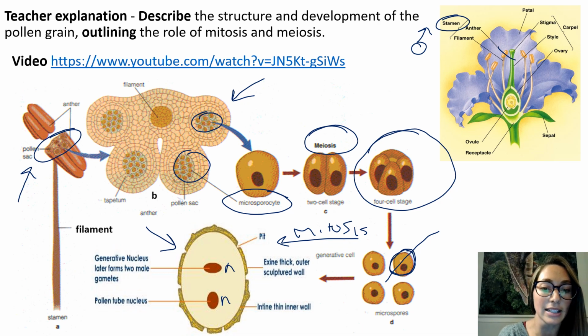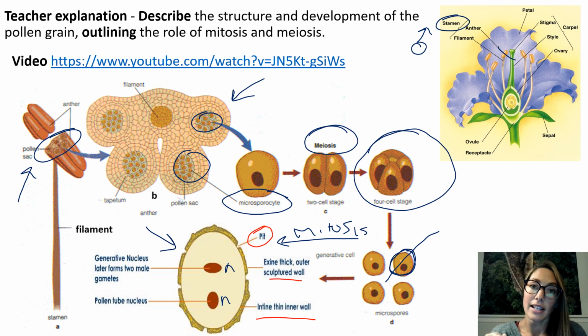So a couple of other things to mention. We've also got these little pits. So these are little holes in the outside part of the pollen, and this allows the pollen tube to grow later, and we'll look at that when we look at double fertilization. We've also got two layers of the outside coat of the pollen grain. So we've got an exine, which is a thick outer wall, and we've also got an intine, a thin inner wall, and these layers help stop the pollen becoming dehydrated.